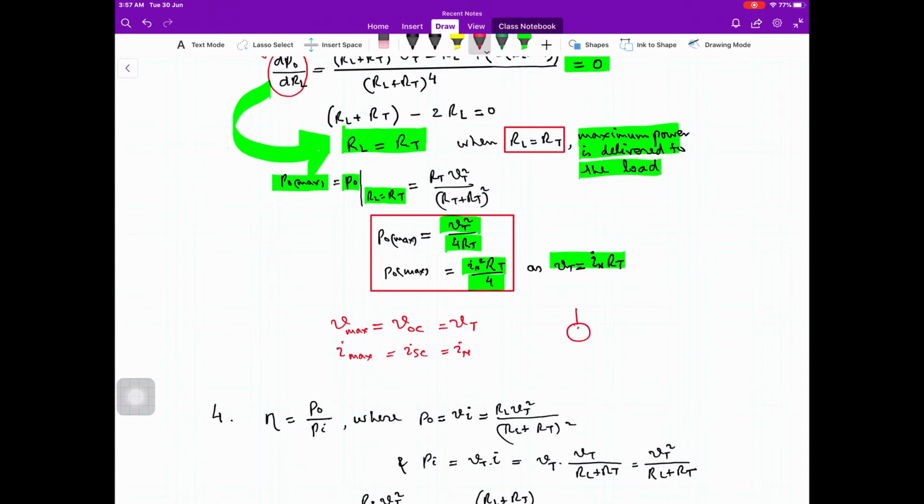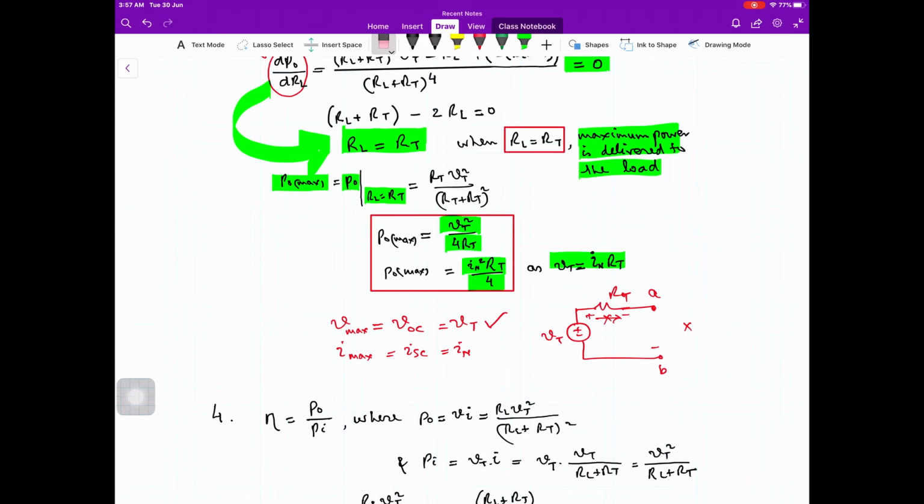The source, which is VT and RT, when we remove the load, when there is no load, this voltage is the open circuit voltage, and this is the maximum value of voltage which we can have at this pair of terminals. So this is the Thevenin voltage. This voltage will appear at the output because there is no current and there is no voltage drop across this resistance.